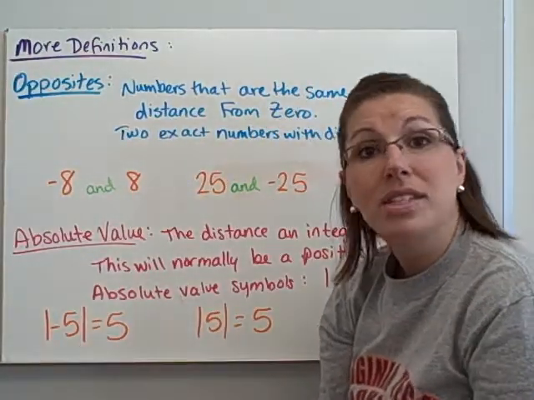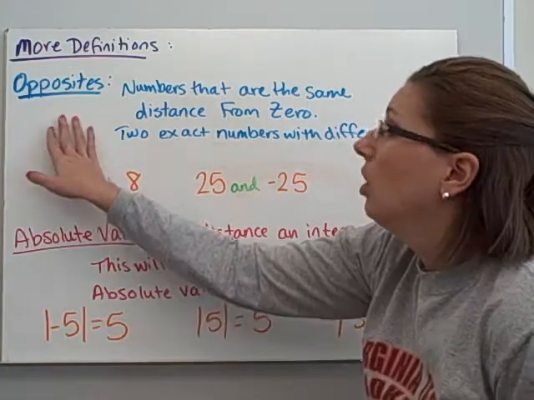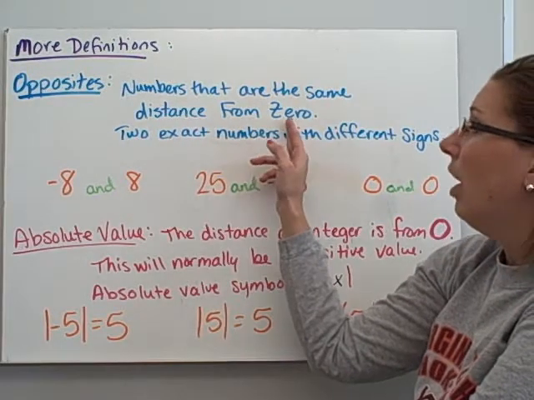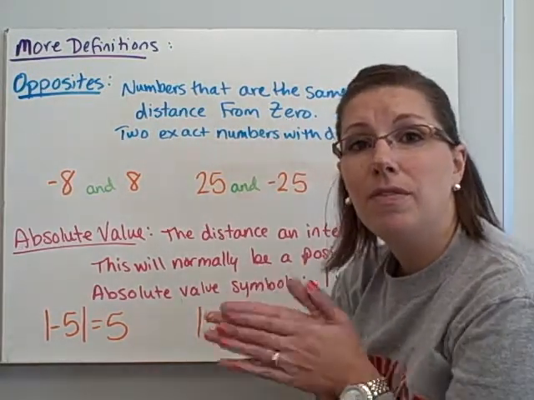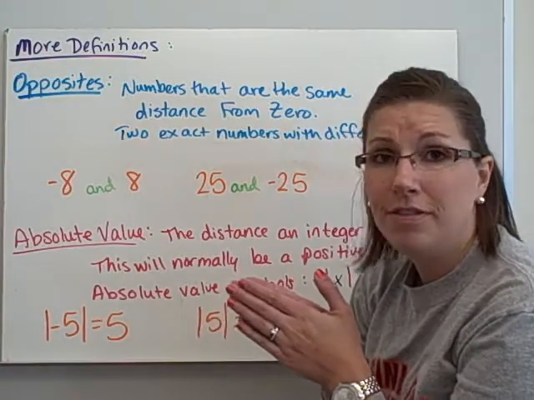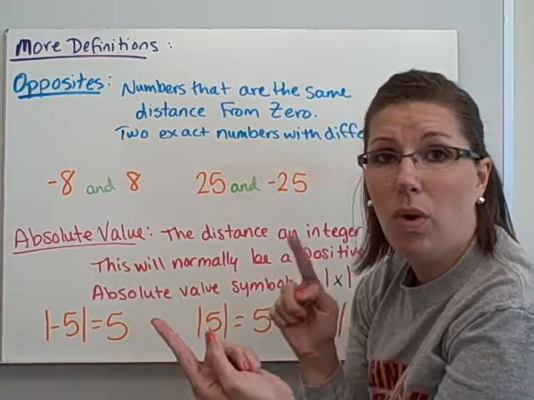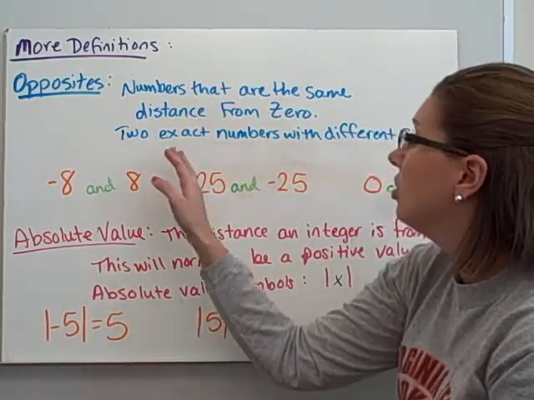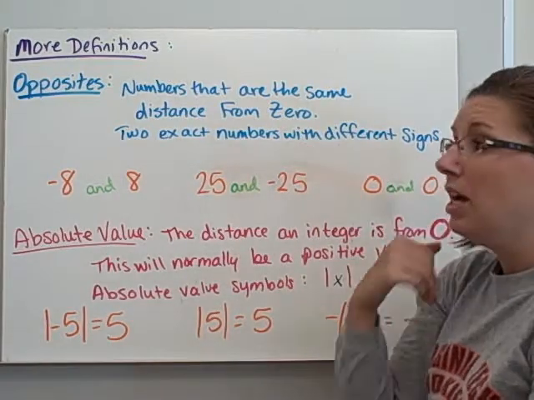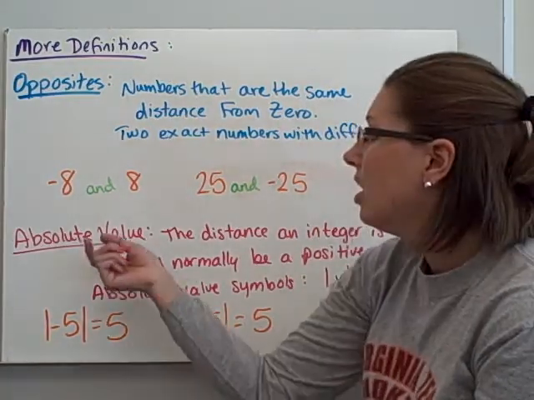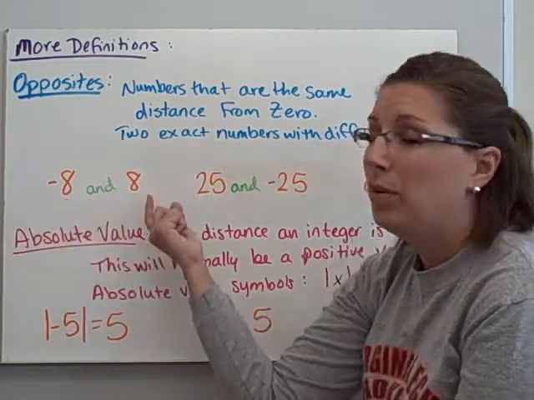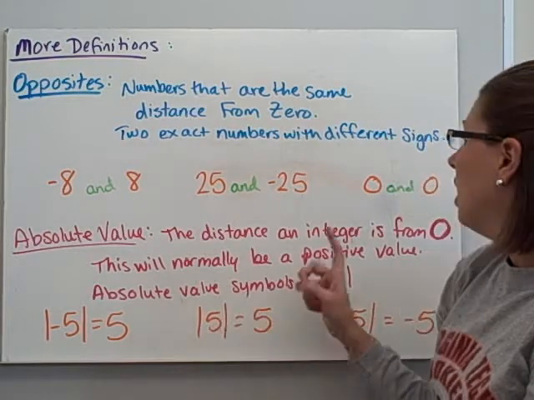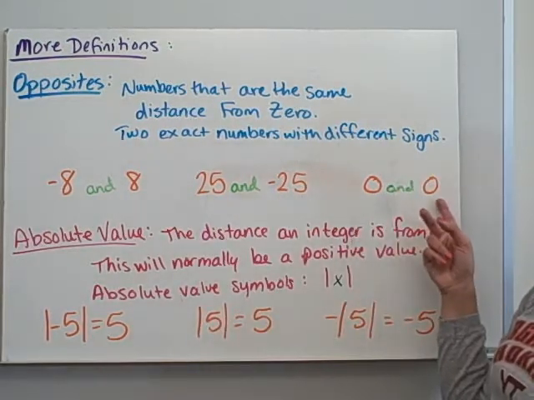When we're talking about positive and negative numbers, also called integers, we talk about their opposites. Numbers that are the same distance from 0 are opposites. So like I said, if you folded a number line in half, the positive 1 and -1 would touch, because they're the same distance from 0. Two exact numbers with different signs. That's what an opposite is. So if I said, what's the opposite of -8? It would be +8. The opposite of 25 would be -25. The opposite of 0 is just 0 itself.